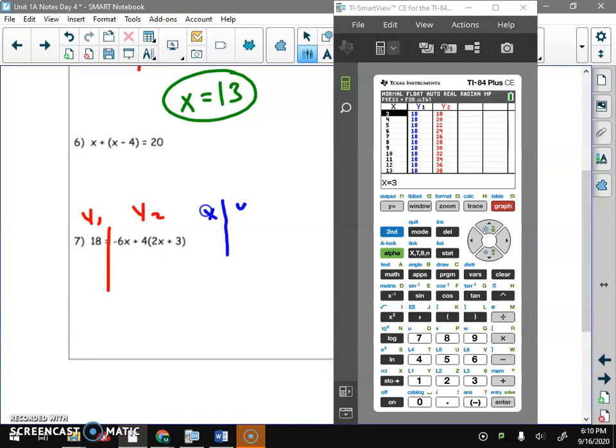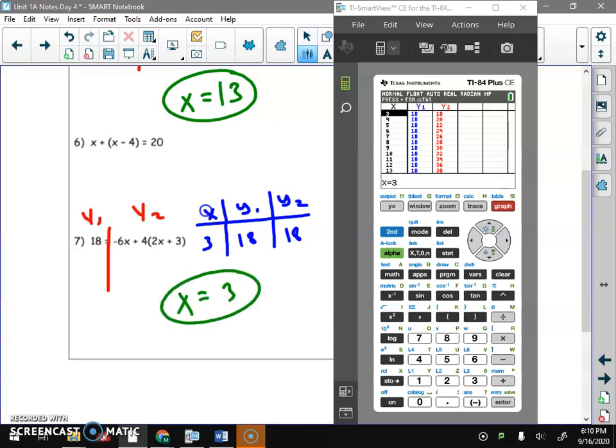Sure enough, it's right at the top of my screen. Didn't even have to move for it. 3, 18, 18, x equals 3.